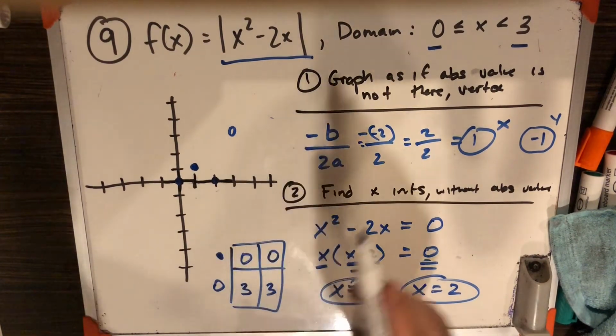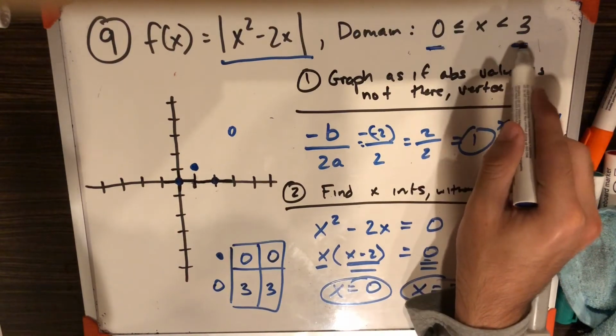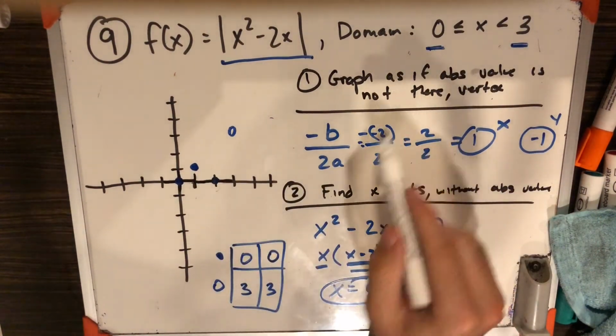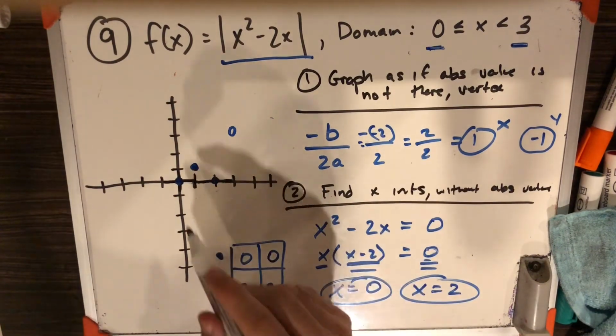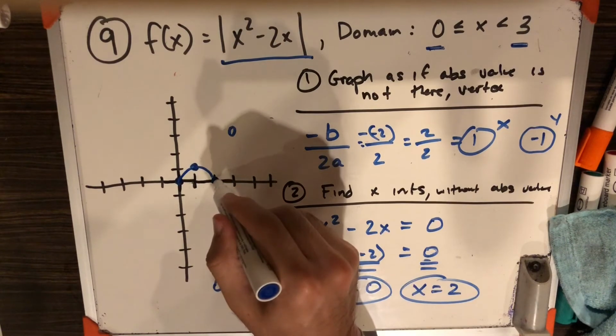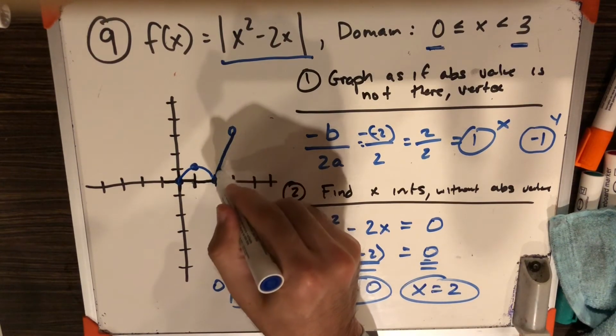So I have covered 0 and 3, I've covered as my domain. I have found my vertex and my x-intercepts. Basically, I have the whole picture here. So this is going to look like this.